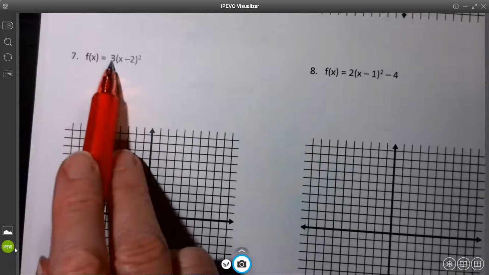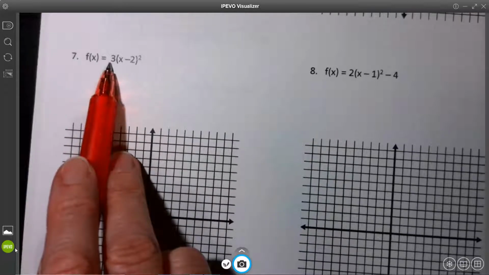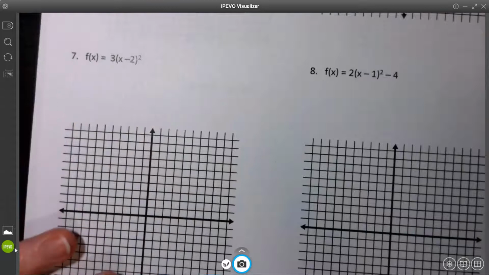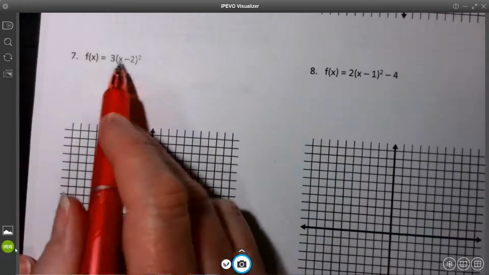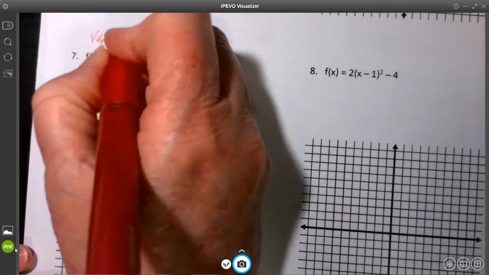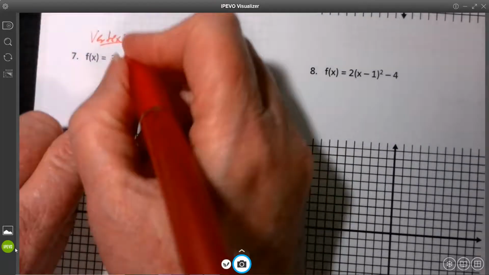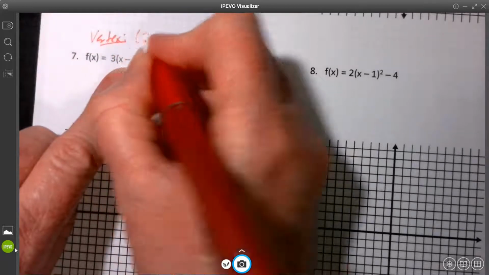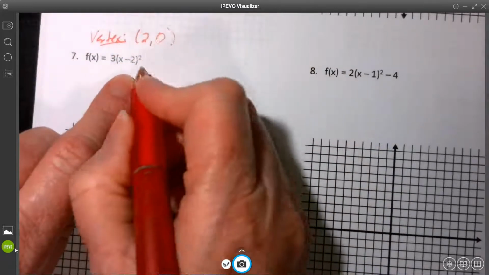The reason I want to look at that is because of this stretch right here. So let's start it off the same way. This is vertex form. And what do you notice your vertex is? That's always a good idea to state our vertex. If I'm in vertex form, my vertex is going to be 2, 0, because there's nothing out there.